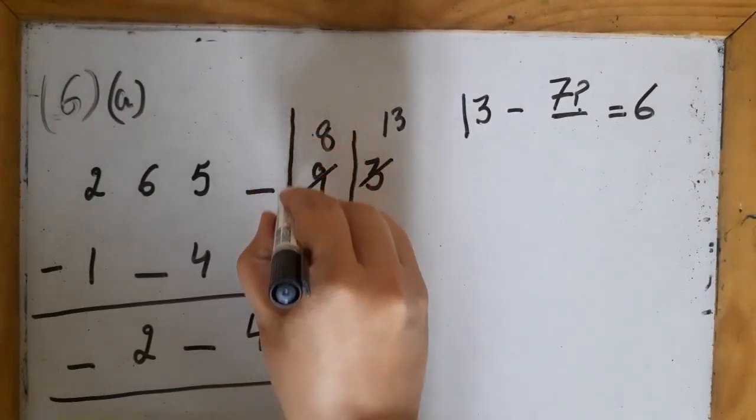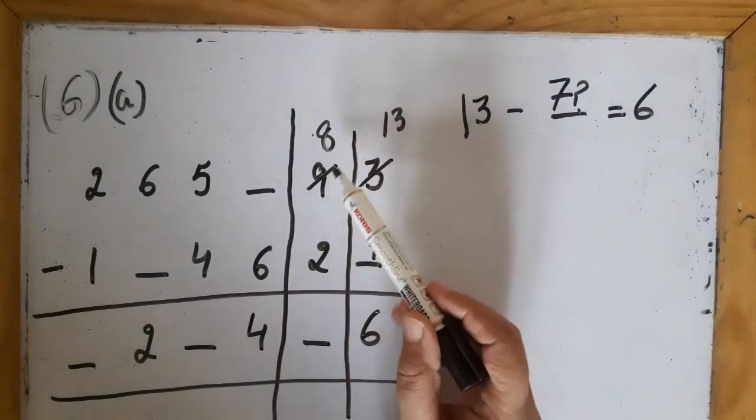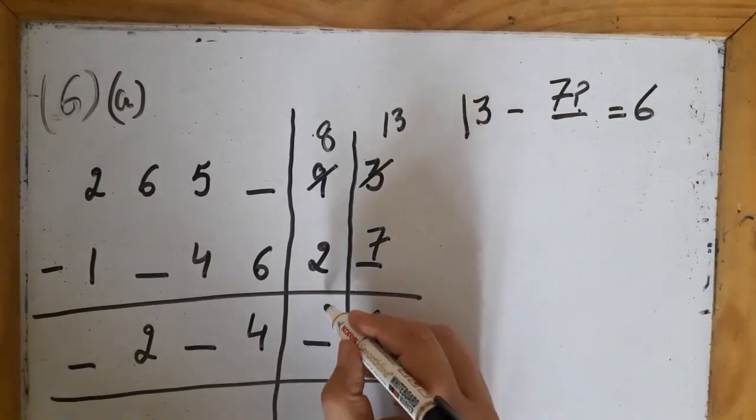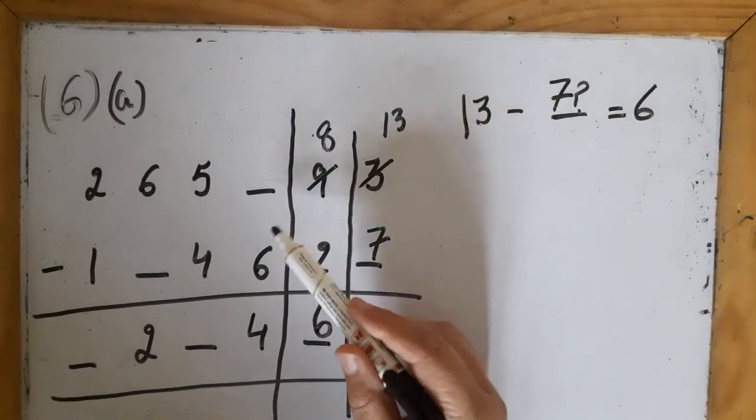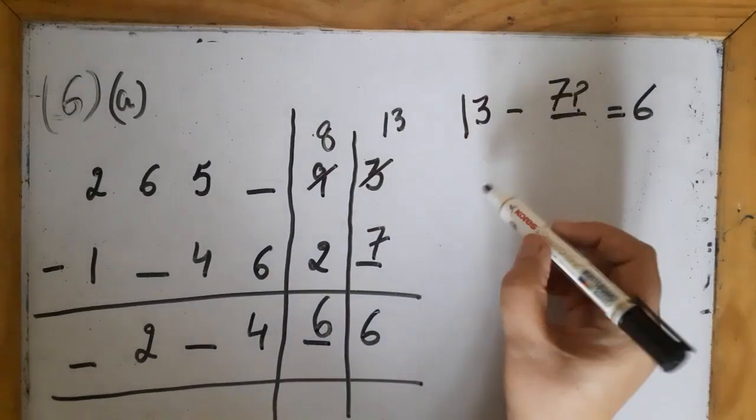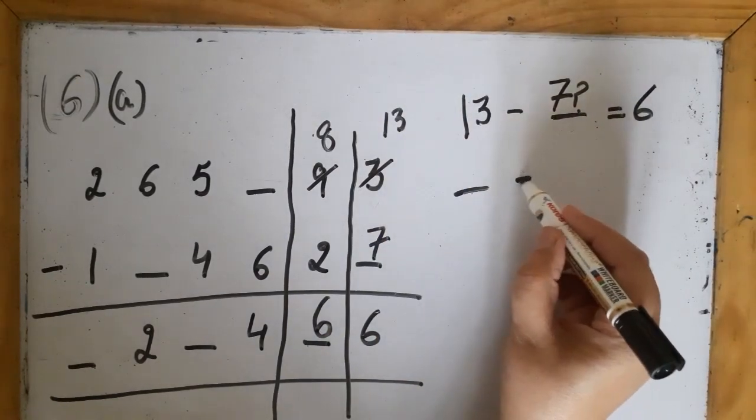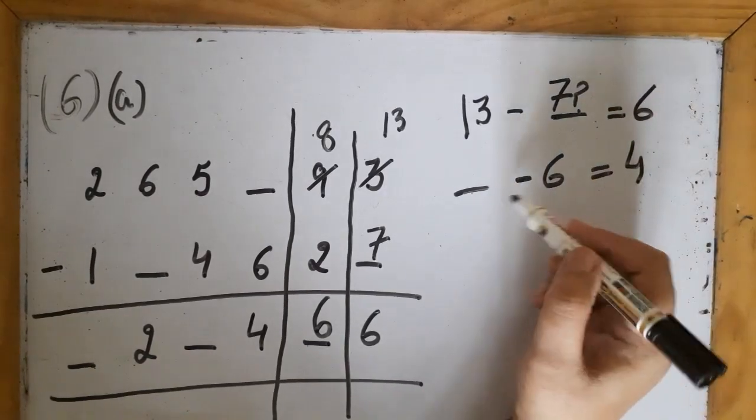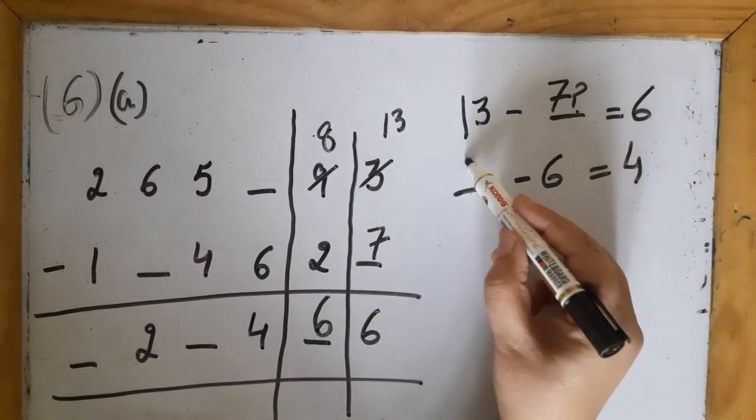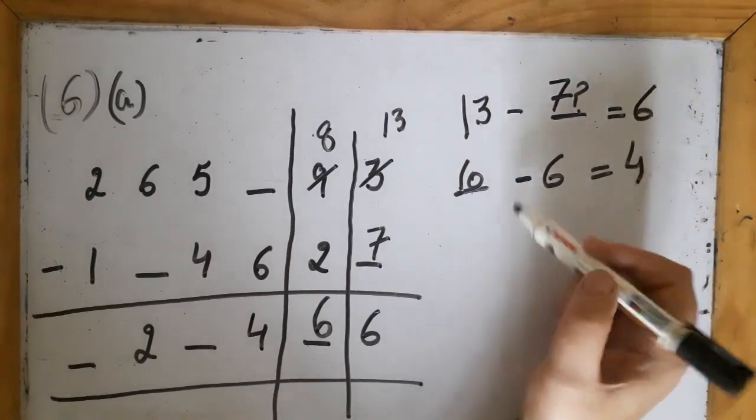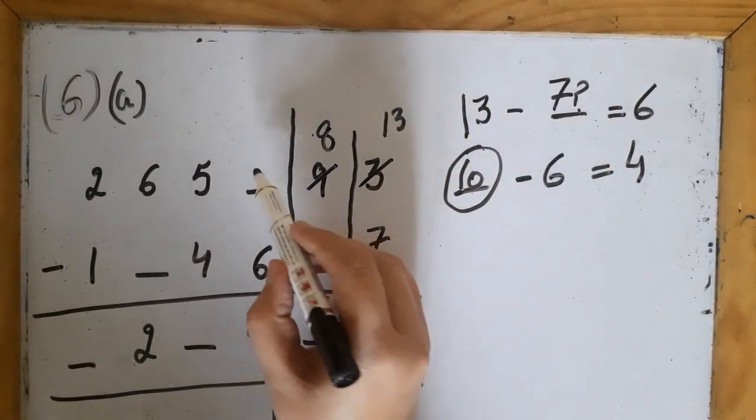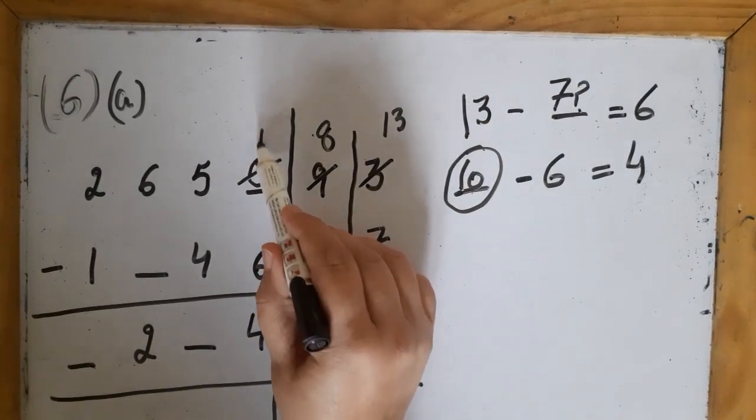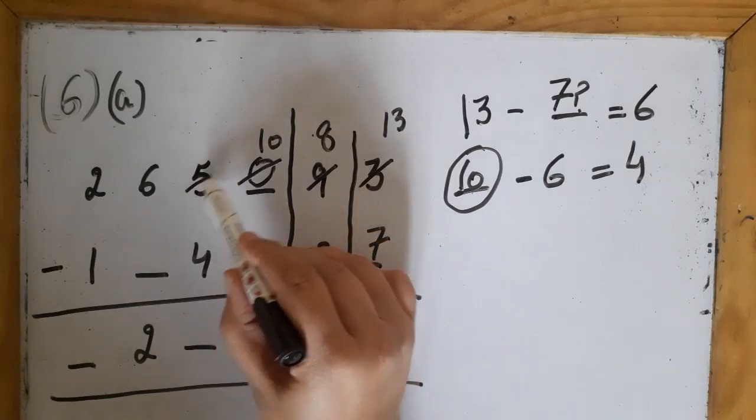Now come to the tens column. So this is now 8. 8 minus 2 is 6. So this was easy. Now they are asking you from what number I should subtract 6 to get 4. Now I know that from 10 if I subtract 6 I'll get 4. So 10 cannot be here. It means this was 0, and I made it 10 by borrowing 1 from here.